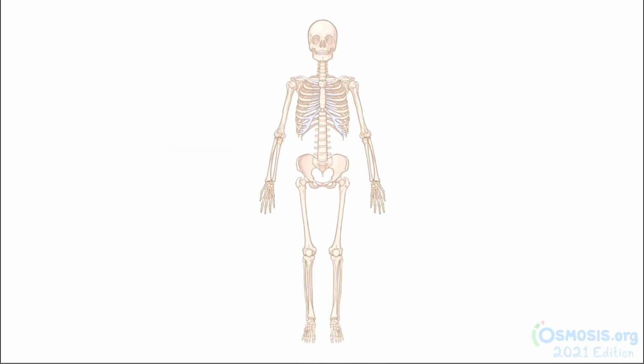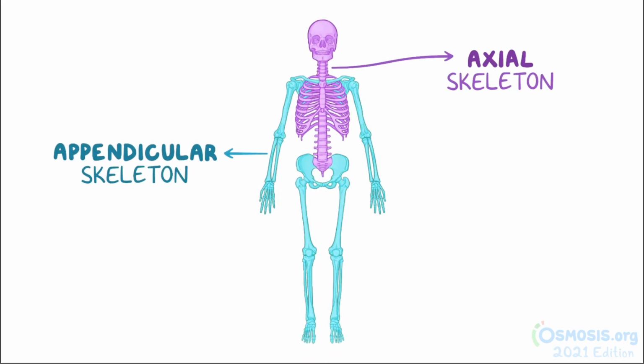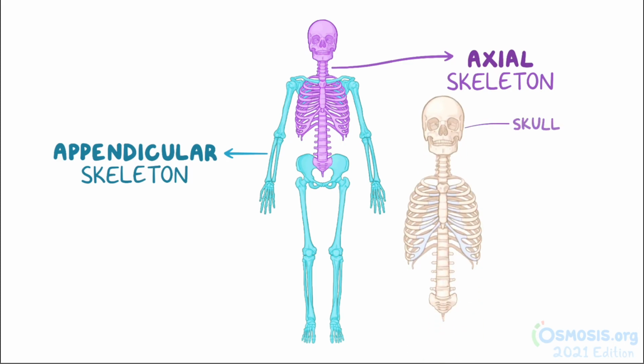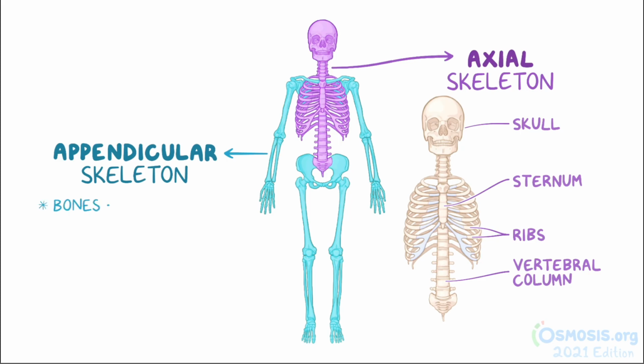Now, our skeleton can be divided into an axial and an appendicular skeleton. Let's start with the bones of the axial skeleton, which consists of the bones of the head, neck, and trunk. These bones include the skull or the cranium, a small bone in the neck called the hyoid bone, the vertebral column, and the ribs and sternum. The appendicular skeleton, on the other hand, consists of the bones of the upper and lower limbs.